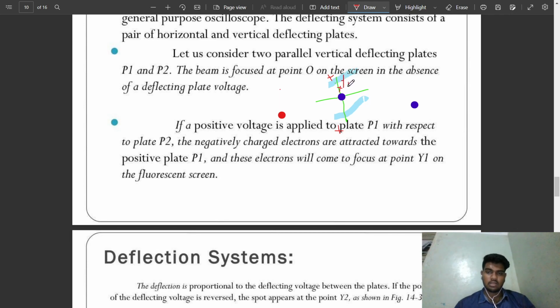So this is plate P1, and this plate P2. This also is positively charged. Due to the pull, we have here the position Y2. Adding these, Y1 plus Y2 is the total amplitude of the signal. So Y1 plus Y2 is the total amplitude of the signal.